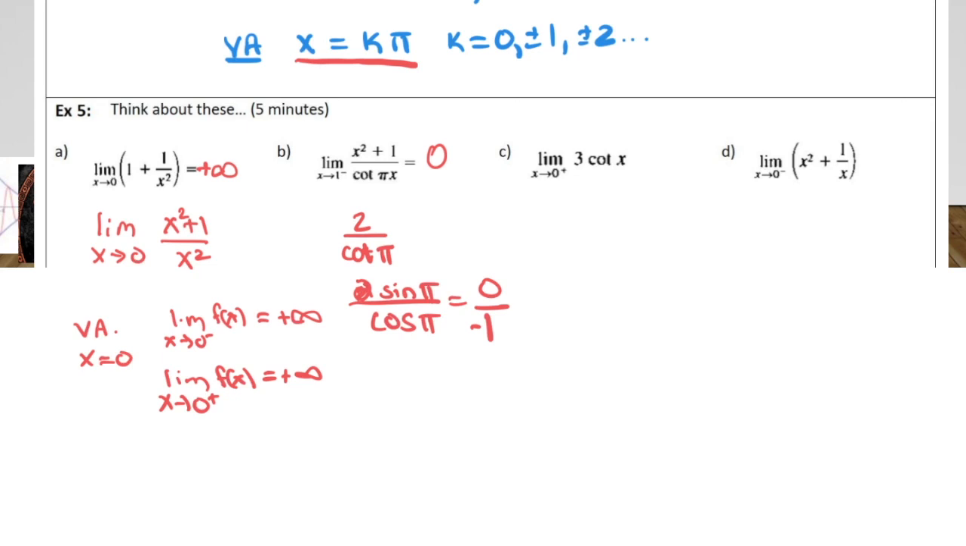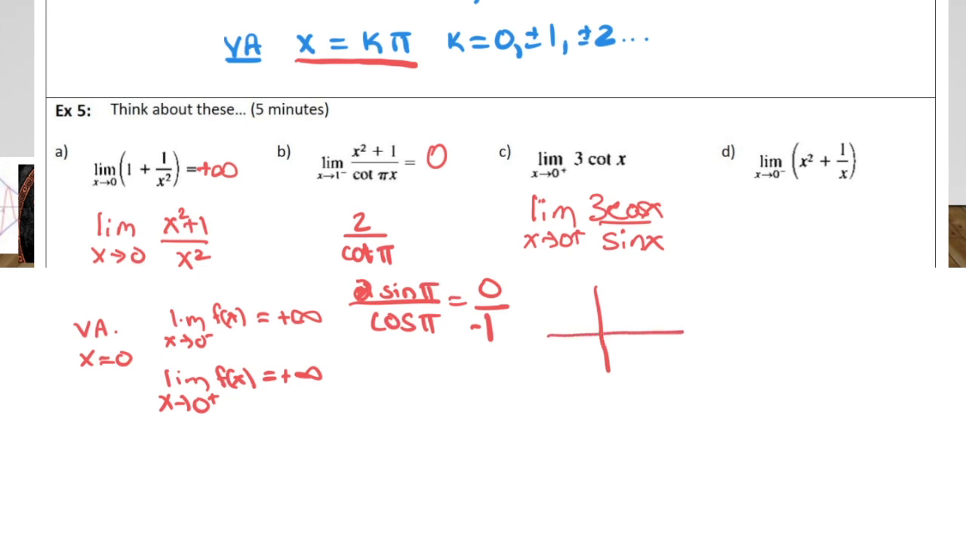Now for question C, you're approaching 0. So perhaps you rewrote your problem. You have the limit as x approaches 0 from the right, 3 cosine x over sine of x. Now, 0 from the right.